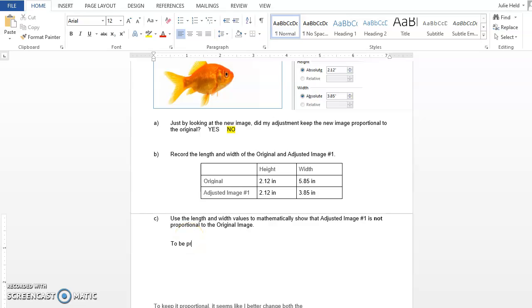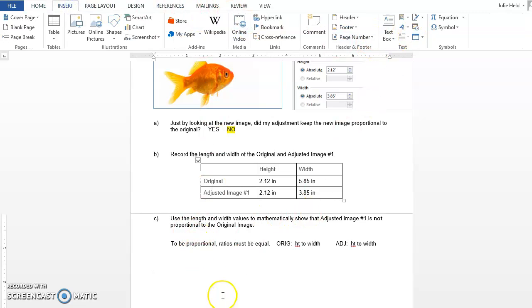Remember that to be proportional, the ratios must be equal. Now you might say, what ratios? Well, we could take various ratios, but say the ratio of the original's height to width would be one way to do it, compared to the adjusted's height to width ratio. Those should be the same. So let's just see what happens. I'm going to take those ratios.